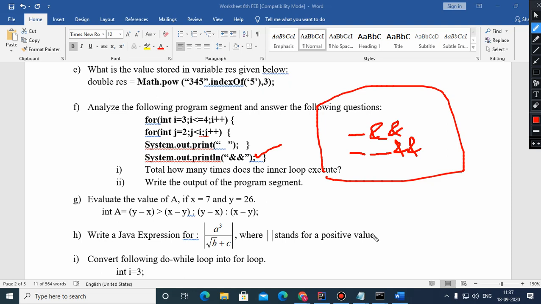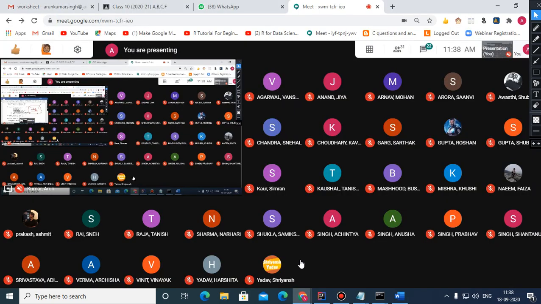So the question is, in total how many times does the inner loop execute? The inner loop executes 3 times, because once for the case when i was 3, and two times in the case when i was 4. And what is the output of the program segment? Output is this one. So if any problem, then please tell.